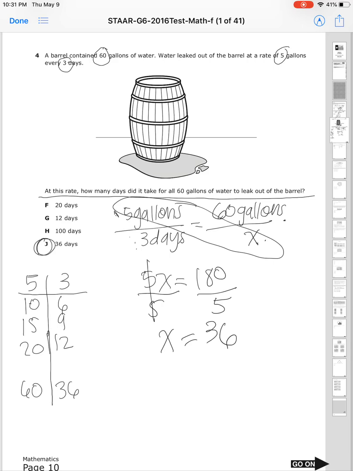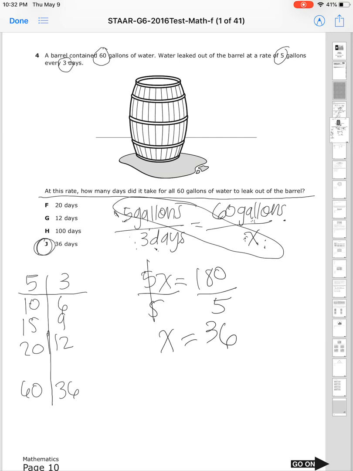Now remember that whenever I set up my proportion, I have to set it up with the units of measure, right, in the correct order, right? So I can't put gallons down here when gallons was up here, right? If I have gallons at the top, then the gallons need to be at the top. If I have the days here at the bottom, then days need to be here as well, right?